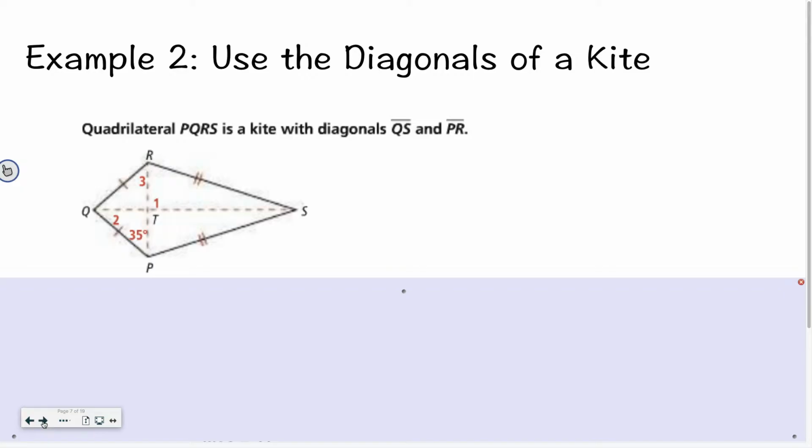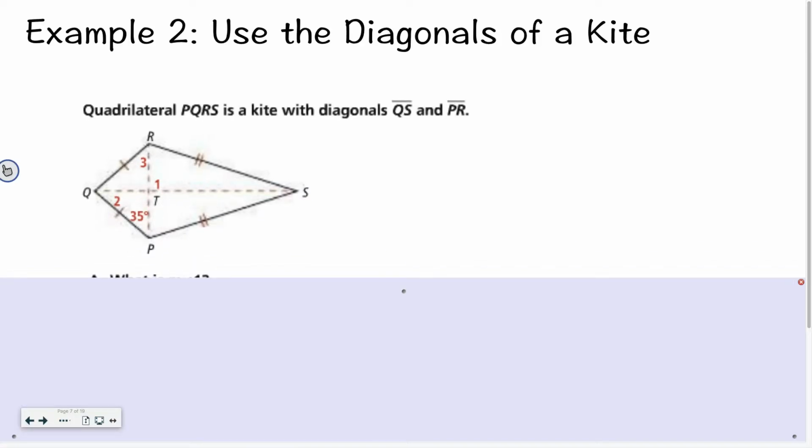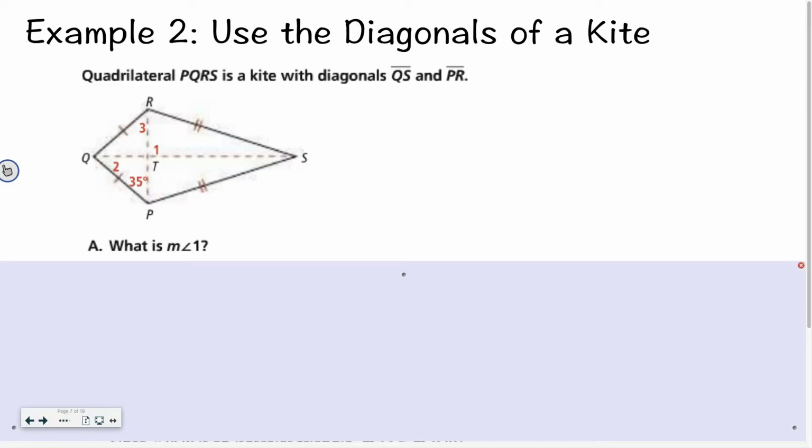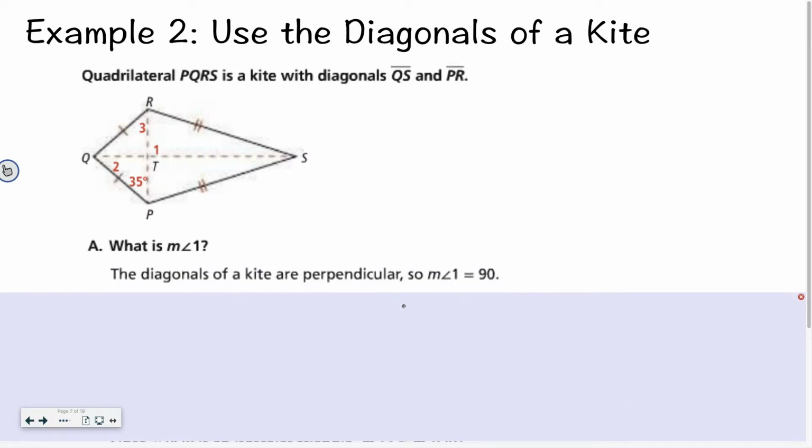And then let's talk through example 2. So we want to now use the diagonals of a kite. So we have the quadrilateral PQRS, and it's a kite with diagonals QS and PR. We want to know what the measure of angle 1 is. So if I look at angle 1, that's this angle right here. Well, we know that those angles inside are 90 degrees. So the diagonals of a kite are perpendicular, so the measure of angle 1 equals 90.